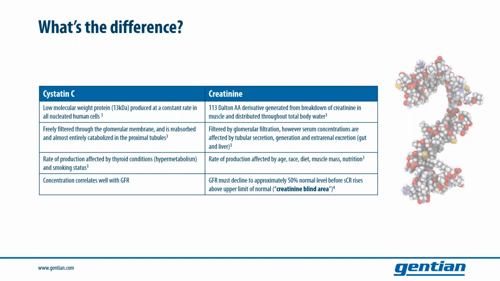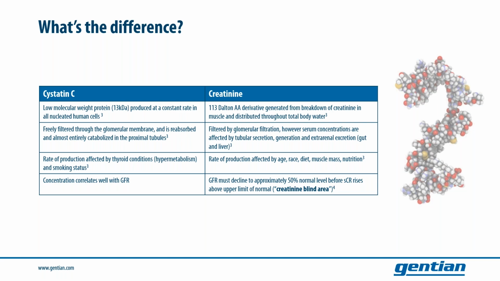What is the difference between Cystatin C and creatinine? Cystatin C is a low molecular weight protein. It weighs 13,000 daltons and is produced at a constant rate in all nucleated human cells, whereas creatinine is about 100 times smaller than Cystatin C, and it is generated from the breakdown of muscles.